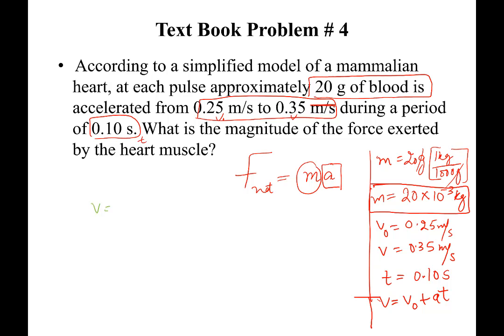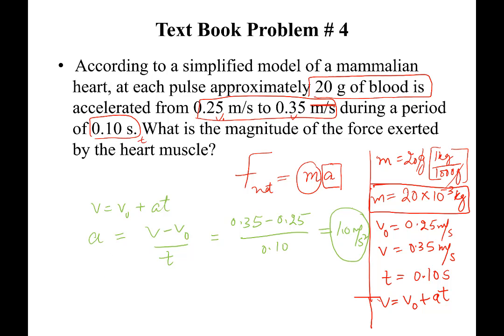So v is equivalent to v naught plus at, rearrange the terms, and you can also find your acceleration by simply writing the definition of acceleration, which is v minus v naught over t. So you get 0.35 minus 0.25 whole divided by 0.10, which should come out to be equivalent to 1.0 meters per second square.